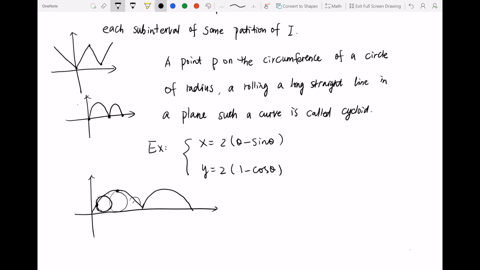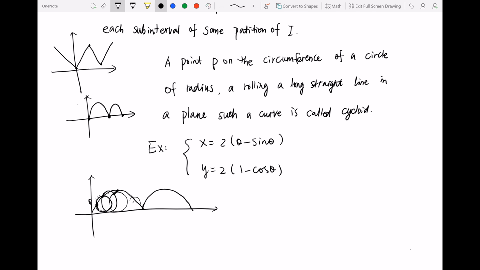So you roll, this point is a P, right? This point, when you roll it, it changes the position, okay? And you roll it, it goes up again. So if you roll this circle, this P changes, the trace of this P, okay? The trace of this P point. This point P on the circle goes to here or goes to here.